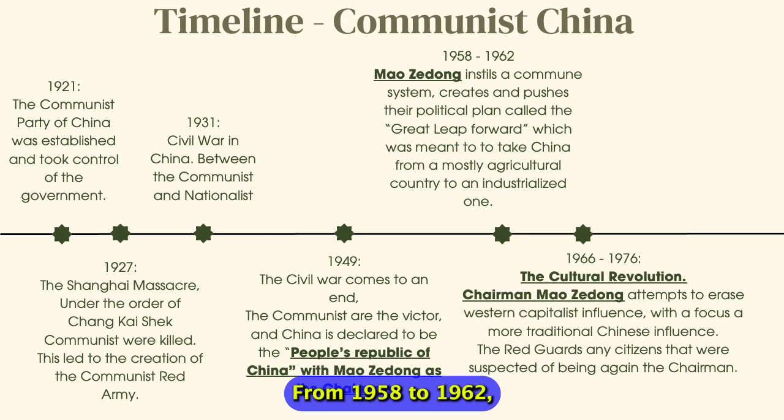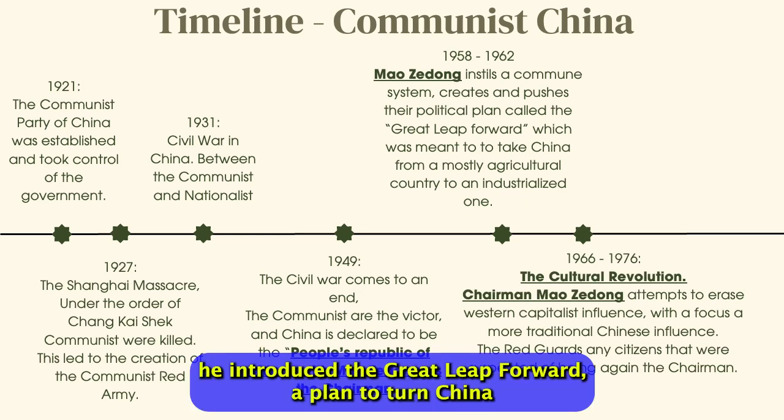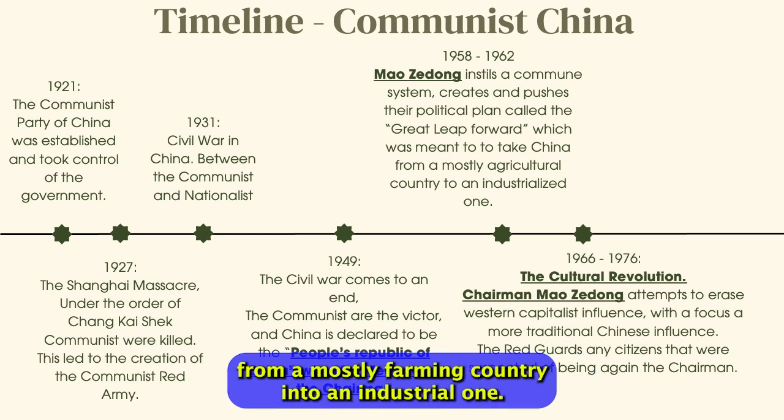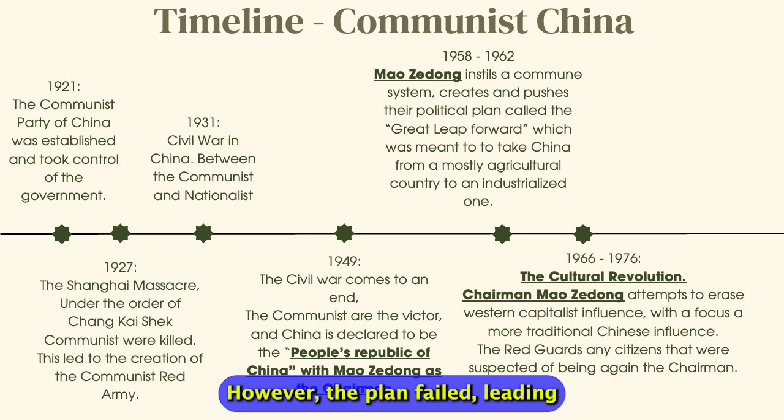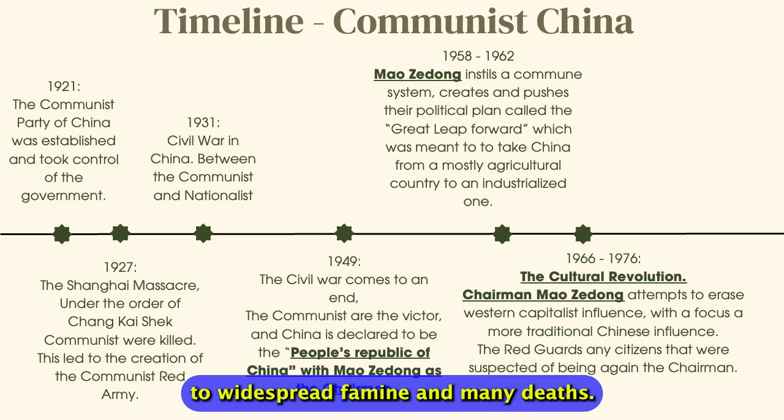From 1958 to 1962, he introduced the Great Leap Forward, a plan to turn China from a mostly farming country into an industrial one. However, the plan failed, leading to widespread famine and many deaths.